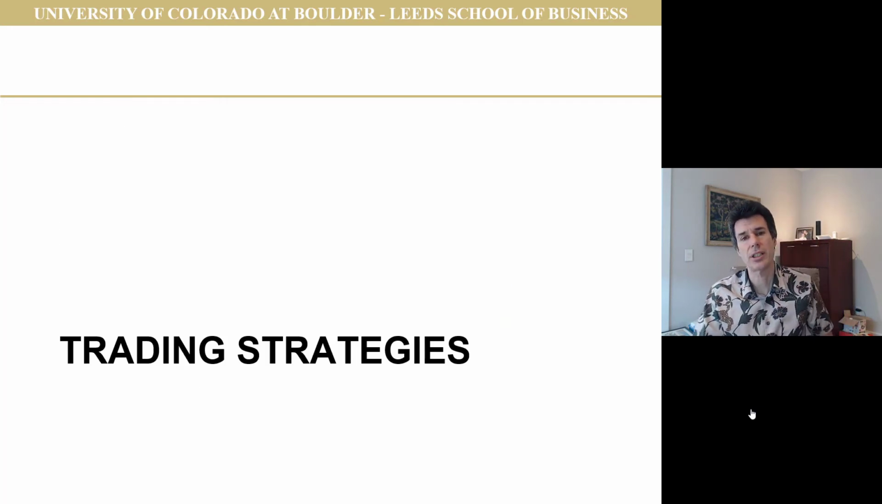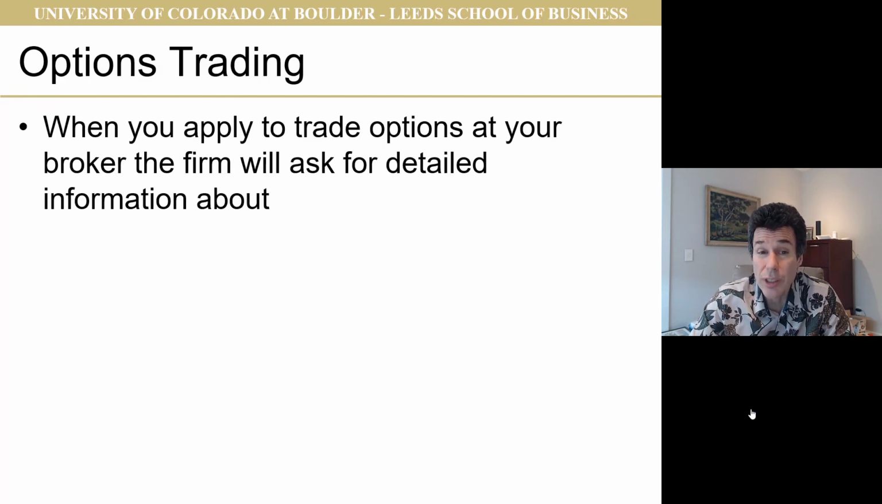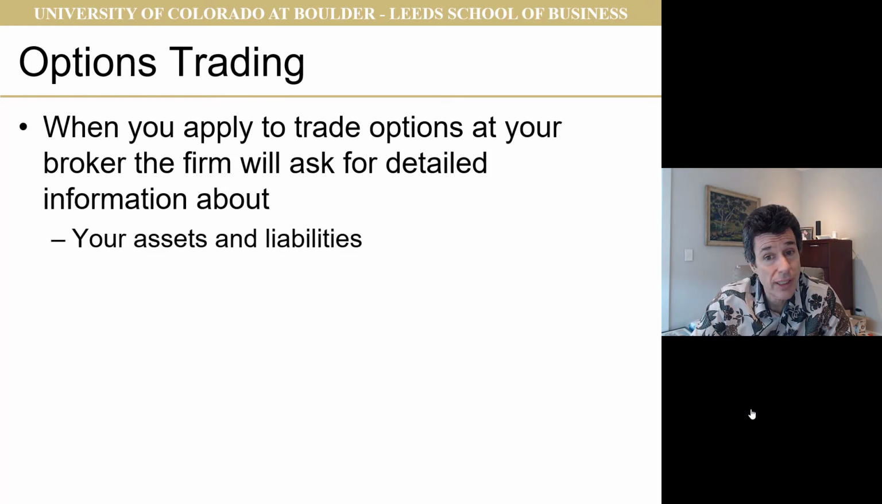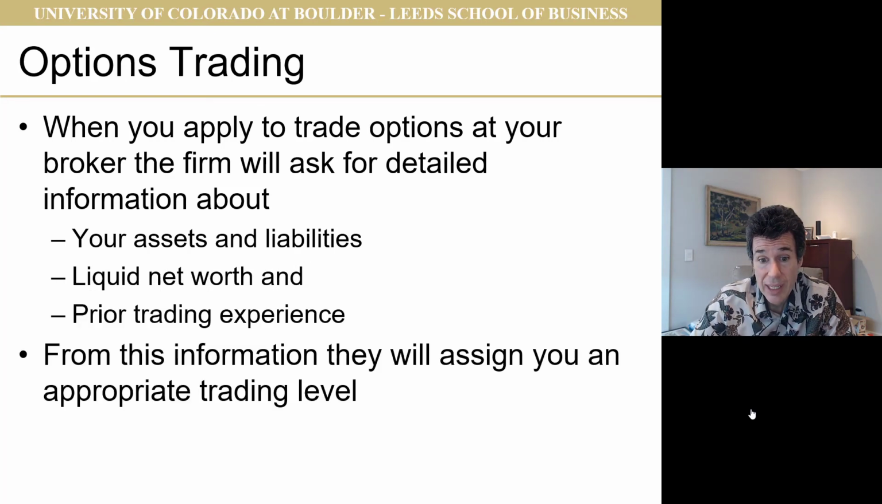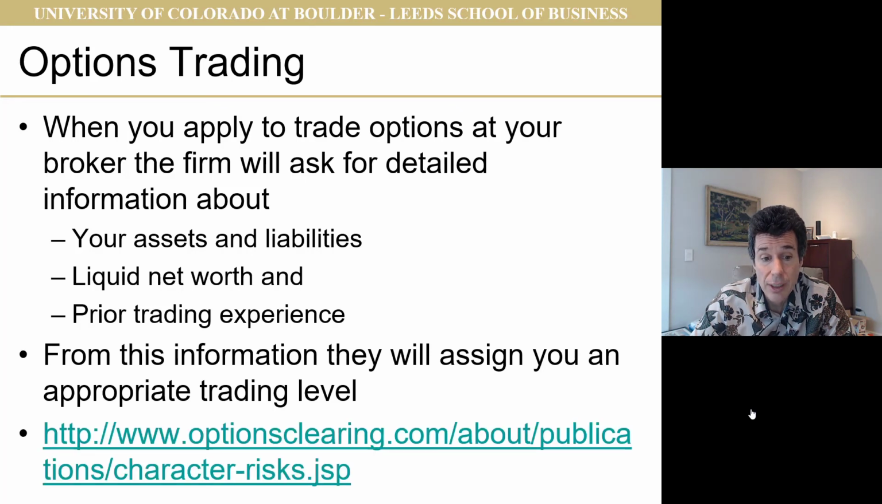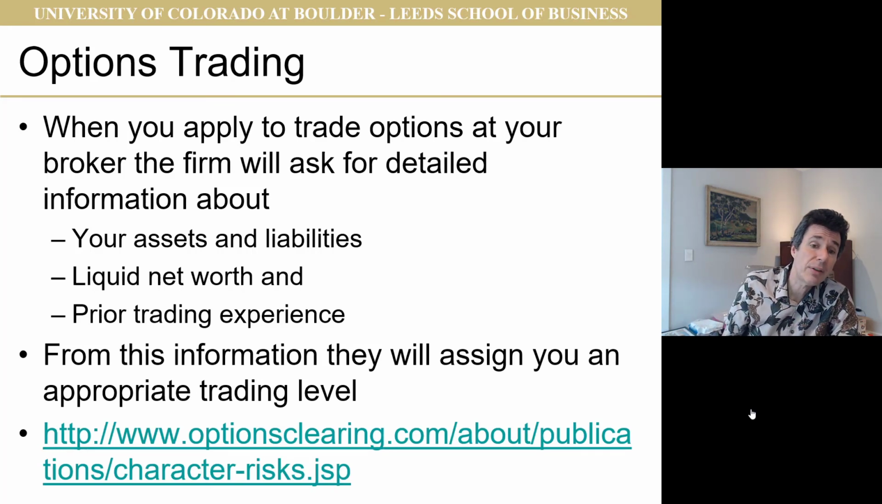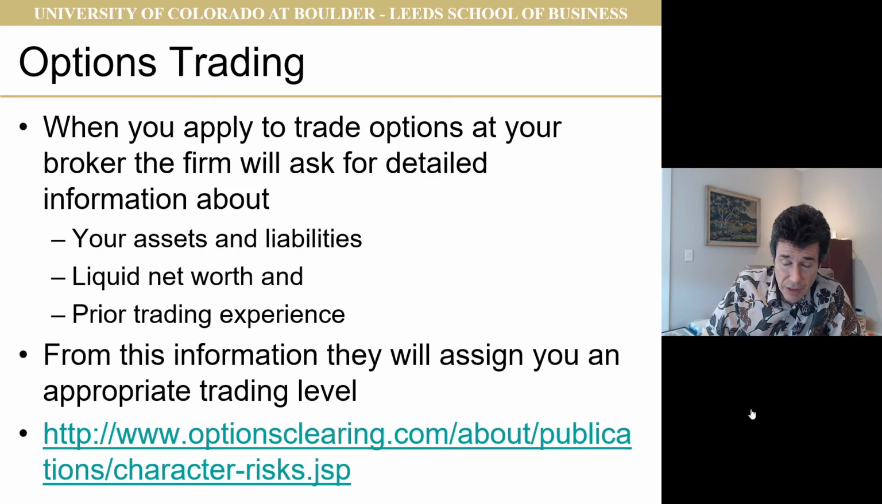Okay, next I want to talk about trading strategies. We're just going to introduce them here, and we'll see more complex ones in later videos. When you apply to trade options at your brokerage, the firm is going to ask for information about your assets and liabilities, your liquid net worth, and prior trading experience. From this, they're going to assign you an appropriate trading level. We can see about trading levels at optionsclearing.com, and you can read more about them. Basically, there are 4 different trading levels. Different companies may assign you slightly different levels, what you're allowed to do.